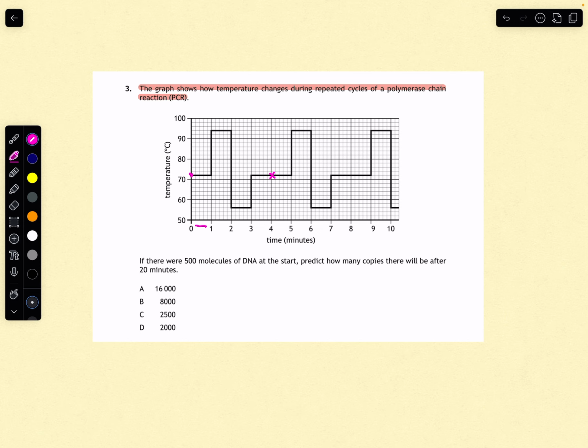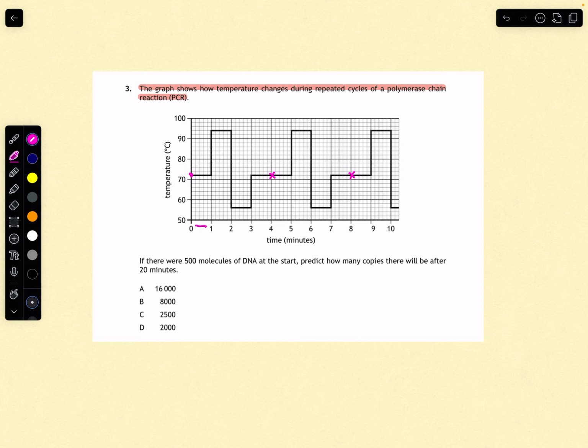Just to confirm that, if you're not sure, go to 8 minutes, which is an additional 4 minutes, and then put across there as well. And you'll find you've got two patterns taking the same amount of time. So each cycle is going to be 4 minutes long. So we've worked out that a cycle takes 4 minutes. Now we can go on to answering the actual question.